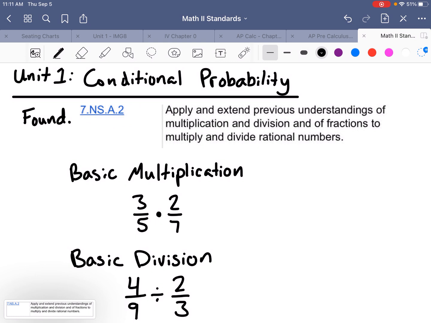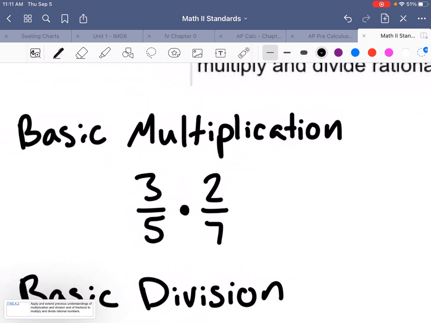So, the standard: apply and extend previous understandings of multiplication and division and of fractions to multiply and divide rational numbers. When we talk about rational numbers, that means anything. It could be a whole number, could be an integer, positive or negative, or it could be fractions. What we're specifically focusing on right now is fractions.